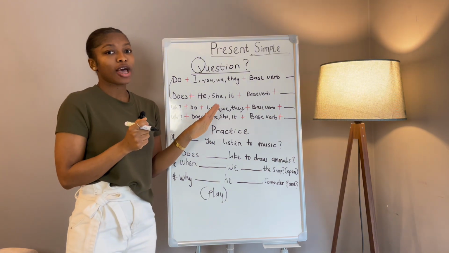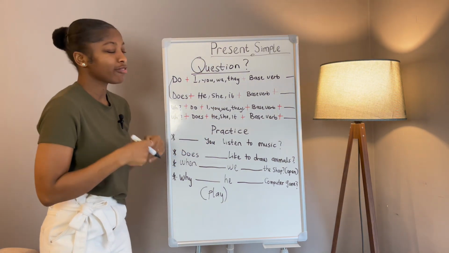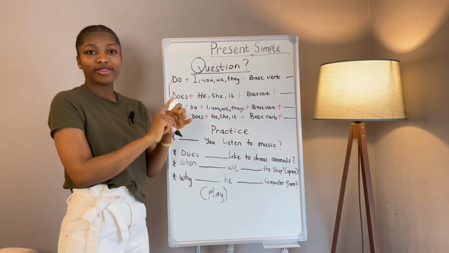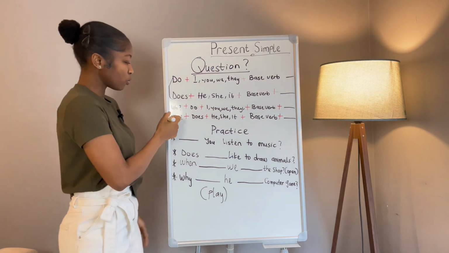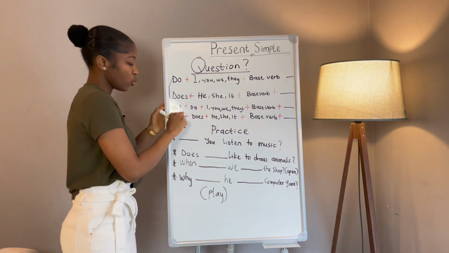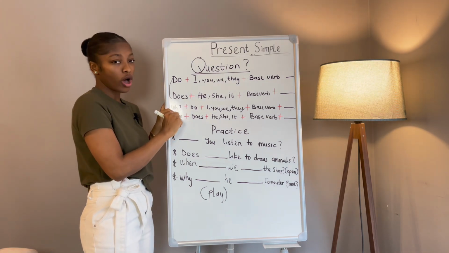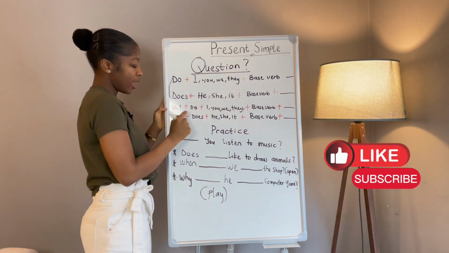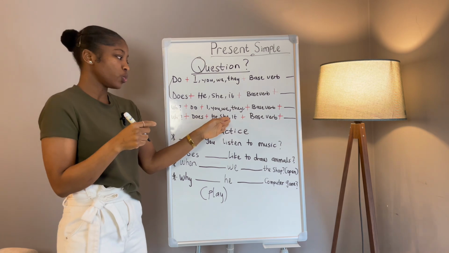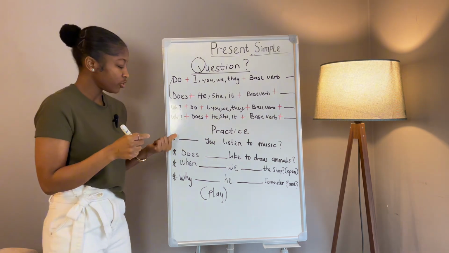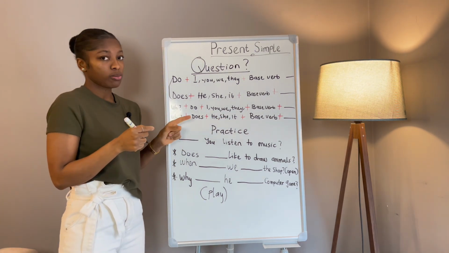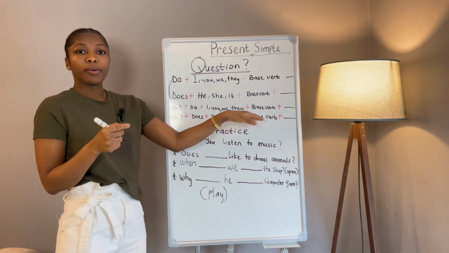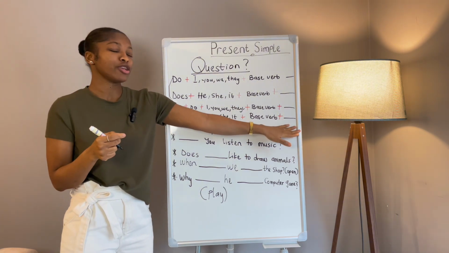Talking about the second type of question, we have the WH questions: what, when, why, and so many more. So when we want to use a WH question, we use a WH word like what plus do with I, you, we, they, plus the base verb. And when we want to use he or she with a WH question, we use a WH word plus does, plus the subject he, she, or it, plus base verb and extra information.